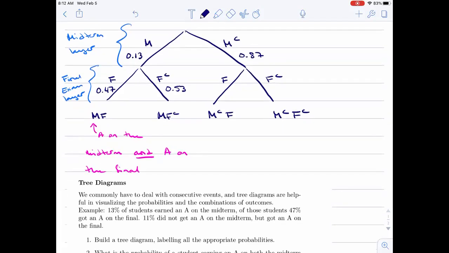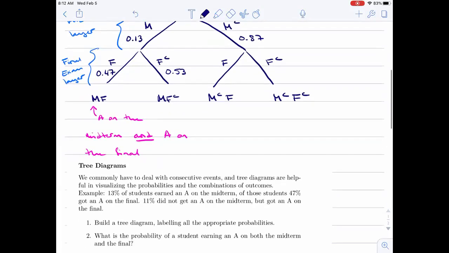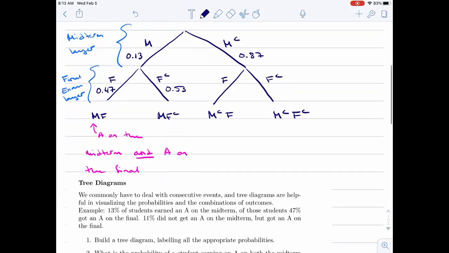So then, if we didn't get an A on the midterm, 11% did not get an A on the midterm, but got an A on the final, right? And so here, they didn't get an A on the midterm, but there's 11% of them that got an A on the final. And so 11% puts us at 0.11. And then 1 minus that is 0.89.